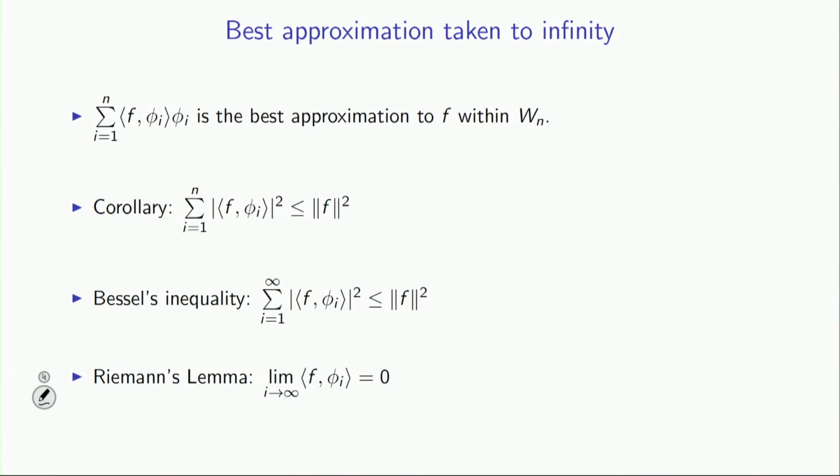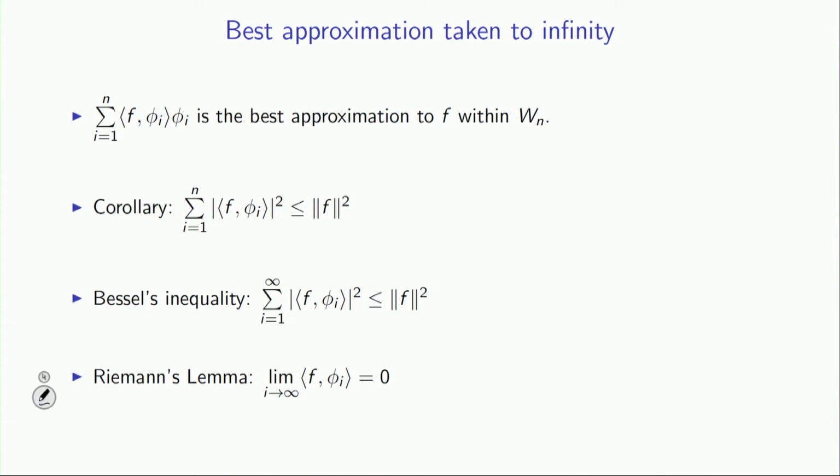Now, let's first note that the previous theorem has as a corollary that if you take the coefficients of the projections, the f paired with the phi i's, and square them, then the sum of these coefficients squared is no more than the norm of the function f squared. And that just comes straight out of the inequalities that we had in the proof. Now, what if you were to go up to infinity? Well, that recreates a famous inequality in analysis that is quite useful, called the Bessel inequality.